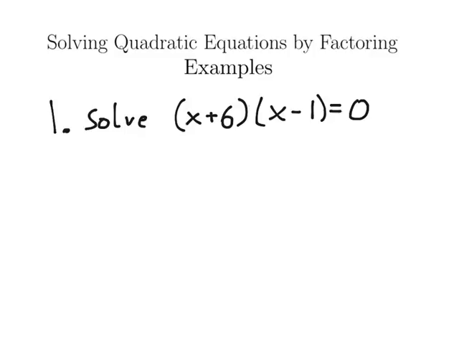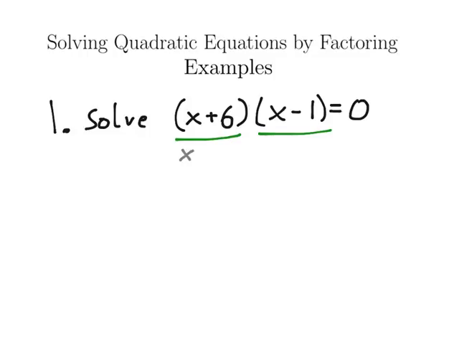This is the examples video for the lesson on solving quadratic equations by factoring. For number 1, we have to solve that (x + 6)(x - 1) = 0. As we learned in the lesson, in order for this expression to be equal to 0, this must be equal to 0 or this must be equal to 0. Either of them could be true.